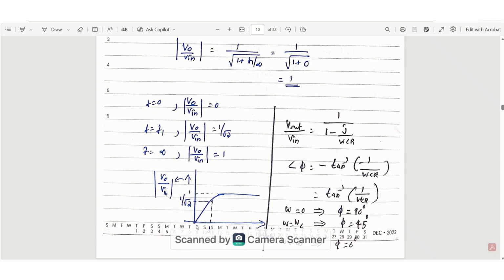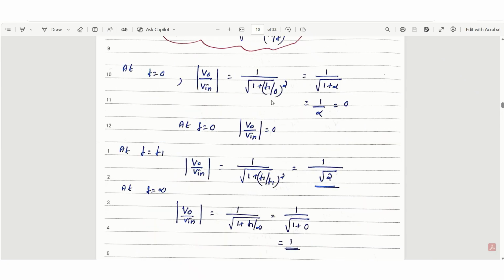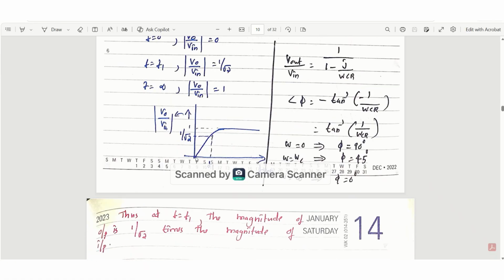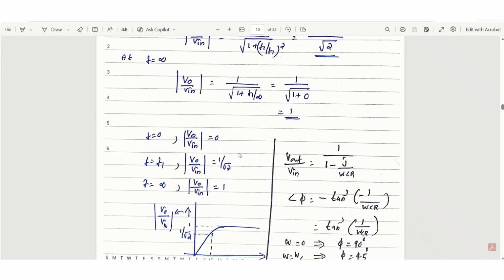At frequency f equal to 0, the gain becomes 0. So we are getting the response at f equal to 0, gain is 0. At f equal to f1, that is at cutoff frequency, gain becomes 1 by root 2 times. As f increases, f tends to infinity, gain becomes unity. This is the frequency response plot of high pass filter. Low frequency band is attenuated and high frequency signals are passed using high pass filter.